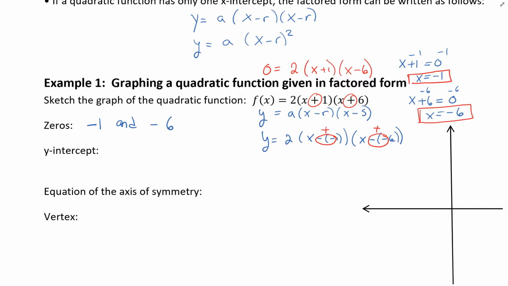Now, for your y-intercept, we said we multiply the coefficient a times r times s. Well, a in this case is 2, r is 1, s is 6, or negative 1, negative 6.